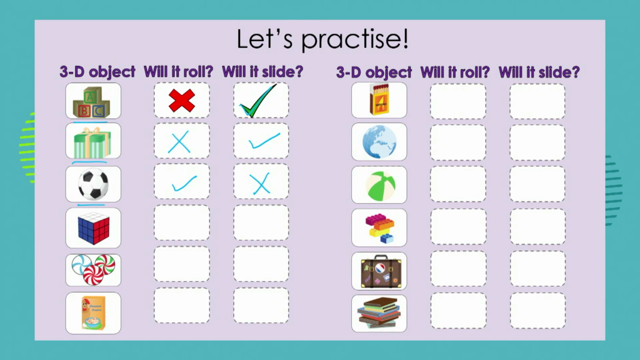We have a Rubik's Cube, and we can see that it looks like a square. It has the shape of a square. And does it have sides? Yes. So does it mean that this one will roll? No, it cannot roll because it has sides. So this means it will slide. The next one that I can see is some candies.